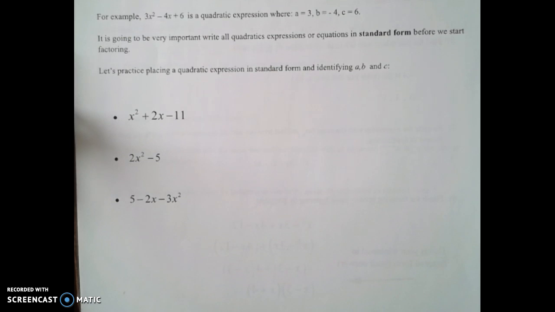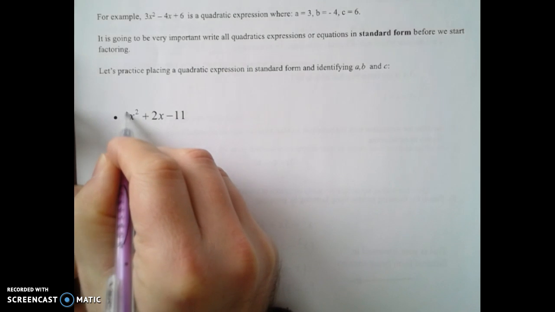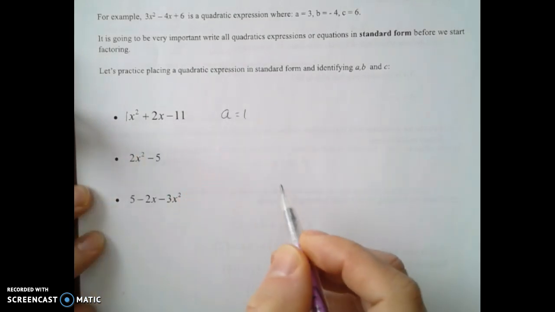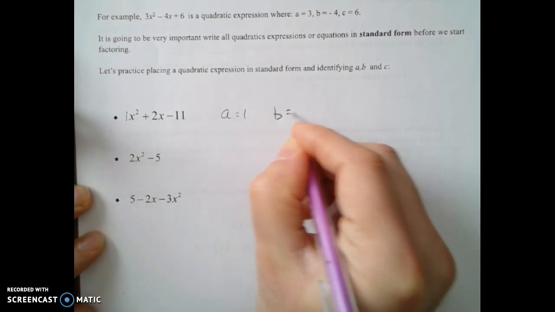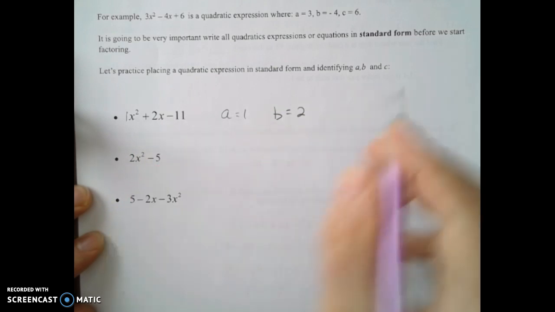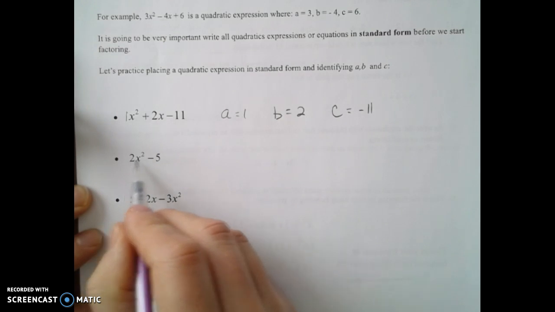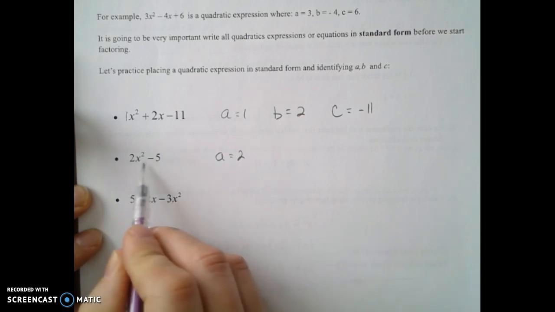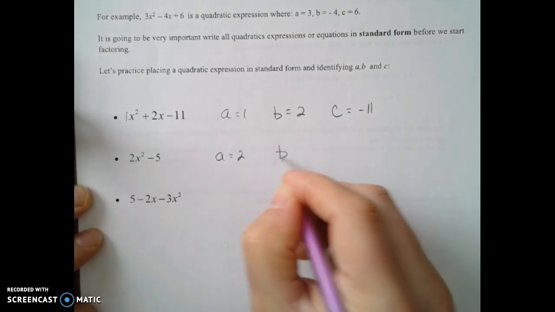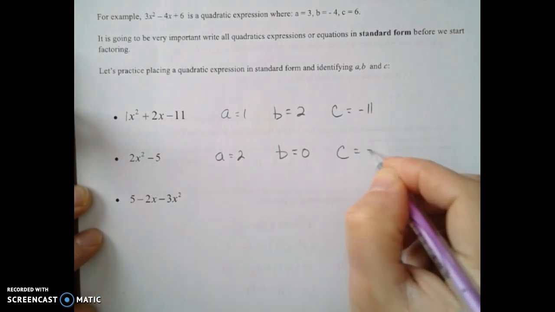Looking at our three examples underneath, we're going to practice figuring out the values of a, b, and c. In this first example, x squared has a coefficient of 1, so a is equal to 1. Our b value is a positive 2, and with our constant term at the end, c is equal to negative 11. In the next example, the value of a is 2. Notice that we don't have an x term in the middle, so the value of b is just going to be 0. And our constant term at the end, c, is equal to negative 5.